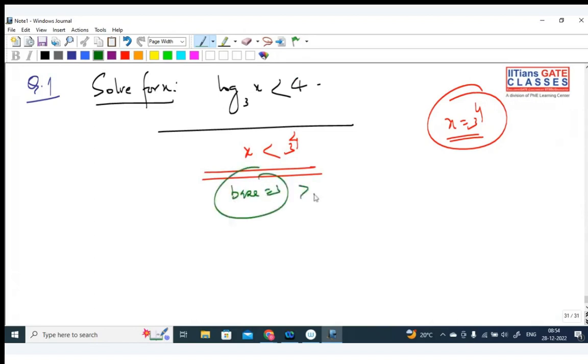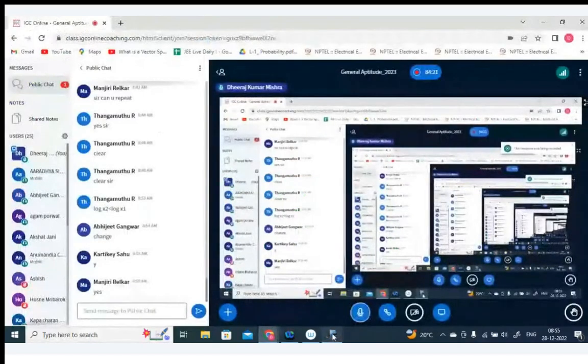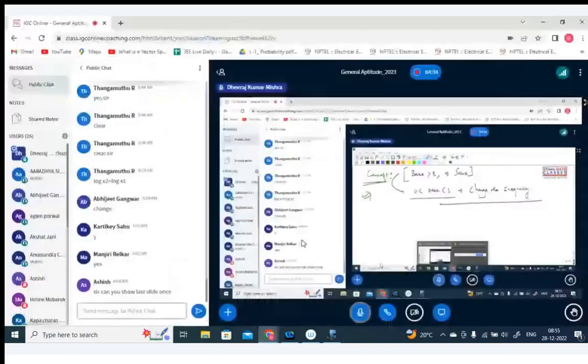So x is 3 raised to power 4, which means 81. How will we write this? x belongs to minus infinity to 81. Yes. Yeah, quickly note down, guys.